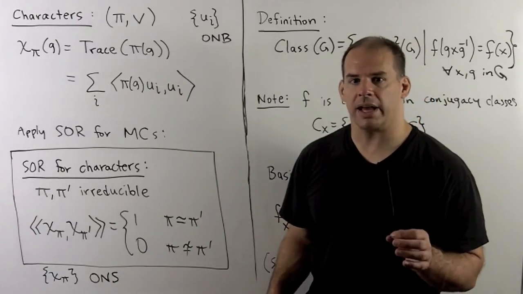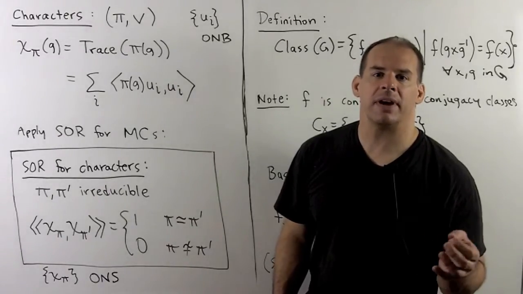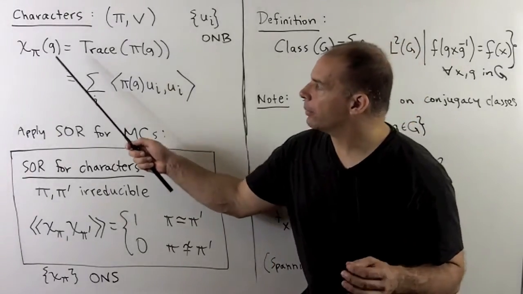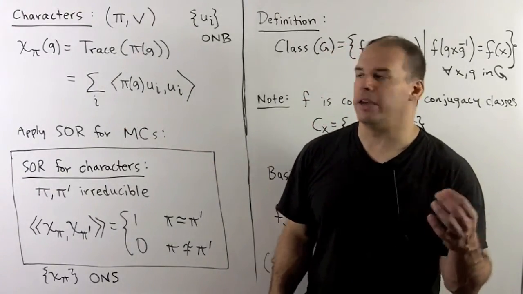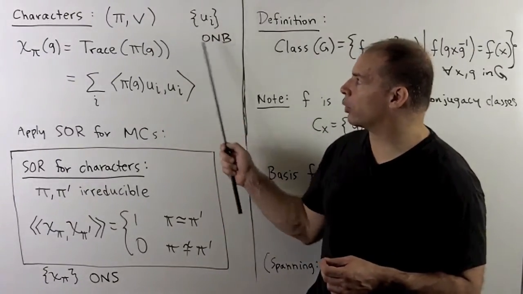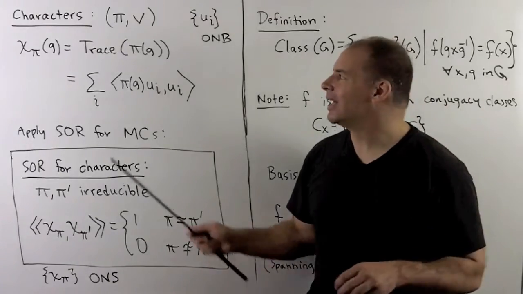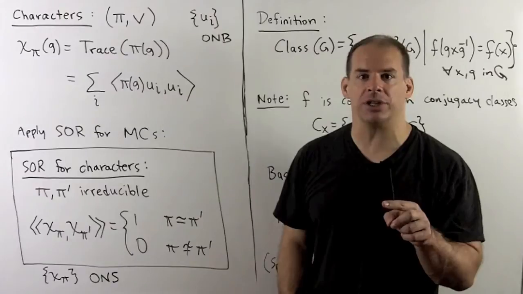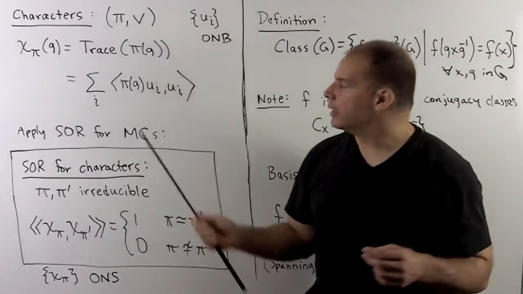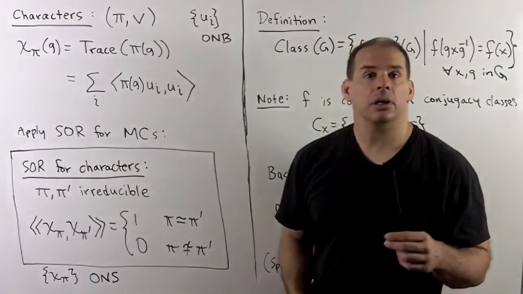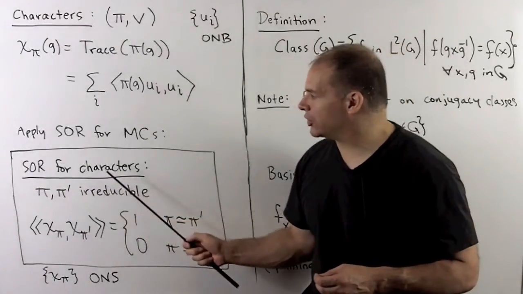Let's recall another result from last time. If (pi, V) is any unitary representation of G, we could define the character of pi. So the character of pi on g is just equal to the trace of pi(g). If we choose u sub i, an orthonormal basis for V, then each pi(g) is represented by a square matrix. Then the trace is just the sum of the diagonal entries, and we can write this in this form here. Now, these are matrix coefficients for pi, so we can apply Schur orthogonality relations. So we get Schur orthogonality relations for characters.